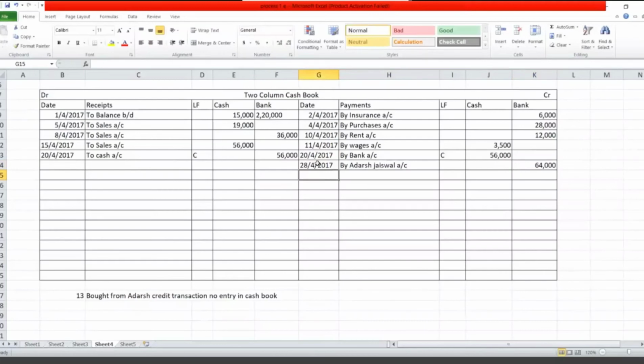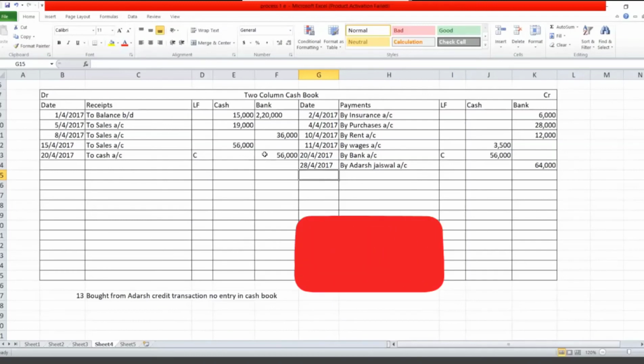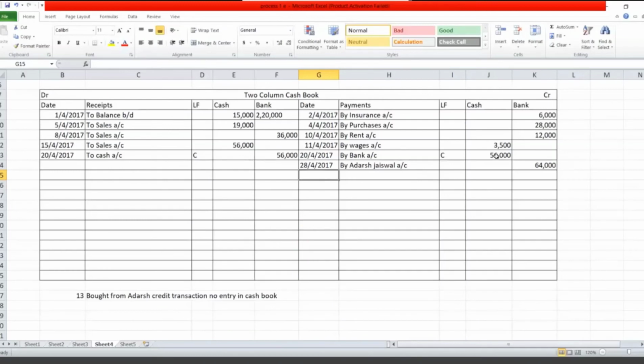These are the transactions we have. Only one contra entry is there. First we have received the check, so we didn't deposit into the bank on the same day. So first I entered in the cash column. And after that I deposited into the bank. Whenever you are depositing into the bank, it is a receipt for the bank. So enter in the receipt side bank column. It is a payment to the cash. Enter credit side or payment side in the cash column.